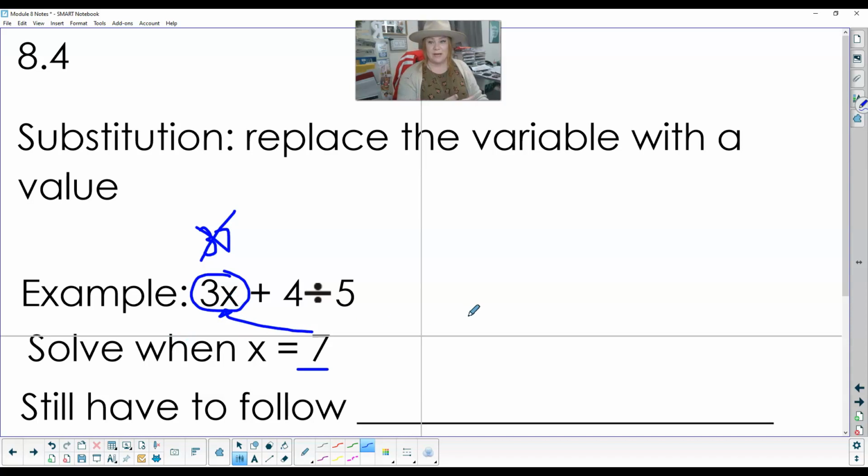So when I rewrite this problem, go ahead and do this with me. It really means 3 times 7. This is when we really want to start using those dots instead of multiplication signs. So 3 times 7 plus 4 divided by 5 would be the new problem that I would then solve.